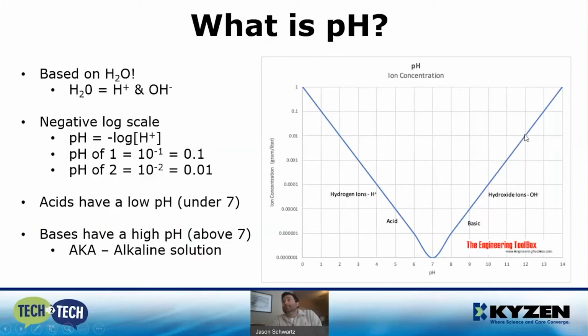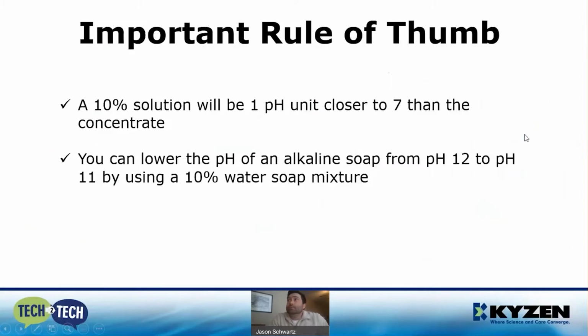So what does that mean? A big important rule of thumb we'll stick with today is that a 10% solution will be 1 pH unit closer to 7 than the concentrate. So practically, that means if you've got a drum of alkaline soap on your plant floor, and on the SDS it says that has a pH of 12, when you're using that in your washer at 10%, the actual pH is around 11.